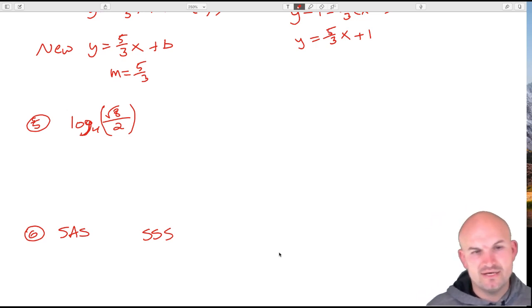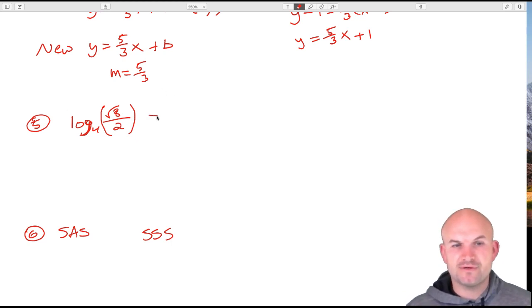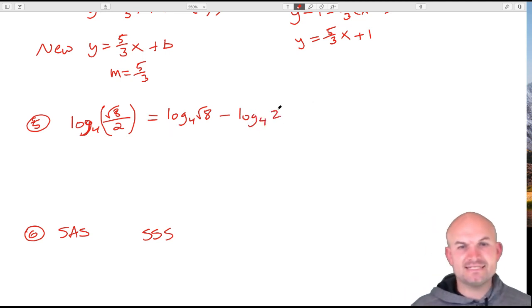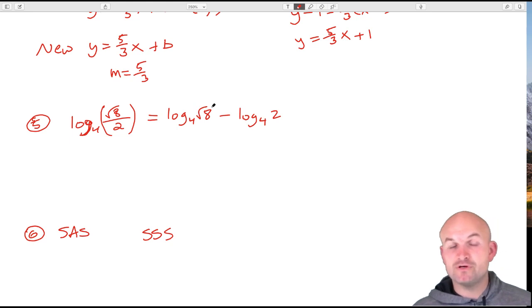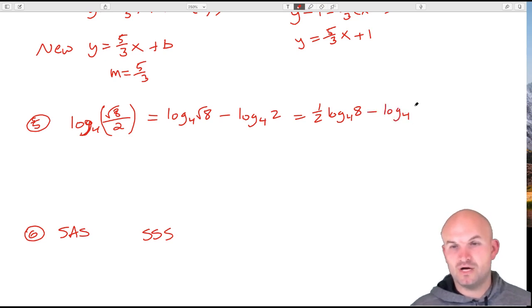we could do this. And one way would be using the properties of logarithms. So by using the properties of logarithms, when we have division, we can break this up into log base 4 of square root of 8 minus log base 4 of 2. And remember that square root can be rewritten as to the 1/2 power. So therefore that can also be written as 1/2 log base 4 of 8 minus log base 4 of 2.